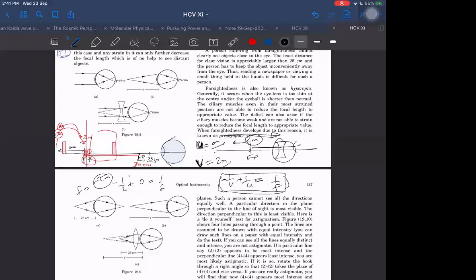Power required will be minus 1 by 2 meters. Minus 1 by 2 diopters. Power will be equal to 1 by F. That will become minus 1 by 2 diopters. It will be very easy to remember.